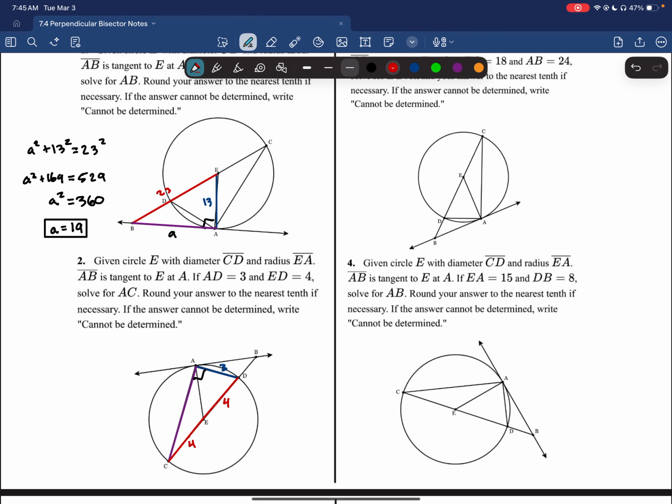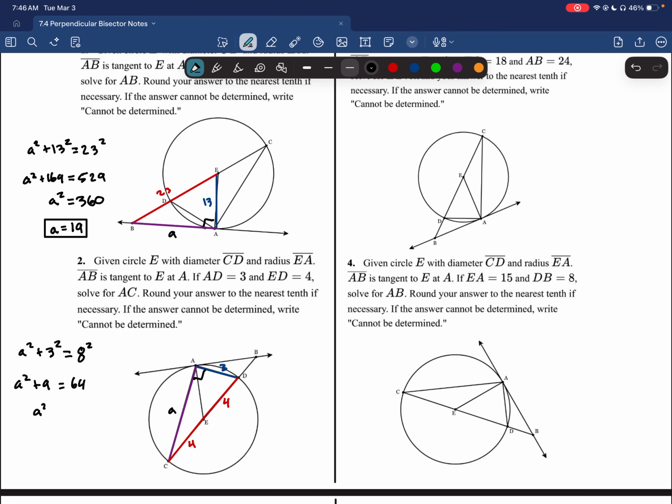I'm just missing this side length, which I can solve for using the Pythagorean theorem. I'm going to call that A because it's a leg. That's a leg, and this is my hypotenuse. So A squared plus 3 squared is equal to 8 squared, right? Because we're adding those together. Okay, A squared plus 9 is equal to 64.